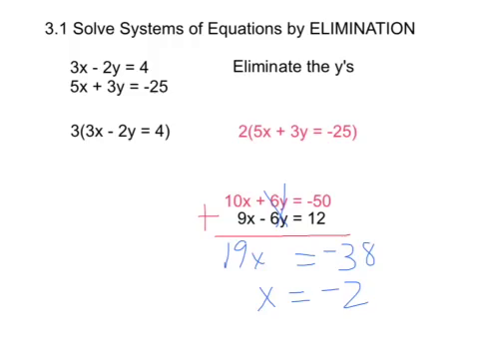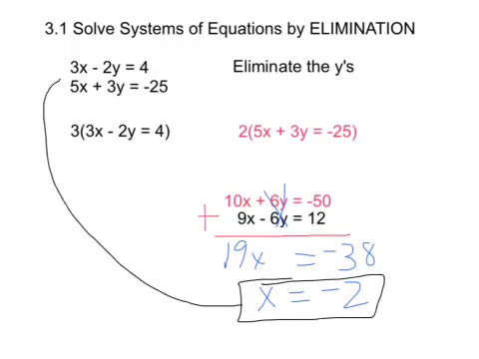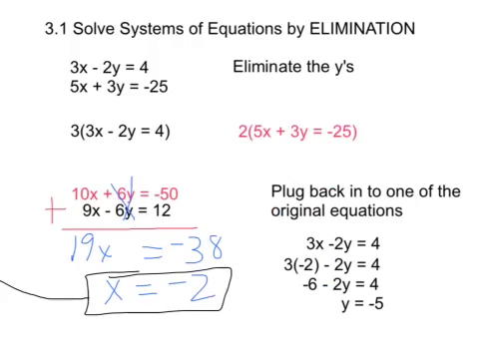In order to solve for y, I can take this, x equals negative 2, and I can plug it back into one of my original equations. So if we do a little mental math and we take the 3 times the negative 2, that will give us a negative 6. So we finished up this problem by putting x equals negative 2 back into one of our original problems, and we have y equals negative 5. So our final answer is going to be an ordered pair of negative 2, negative 5.